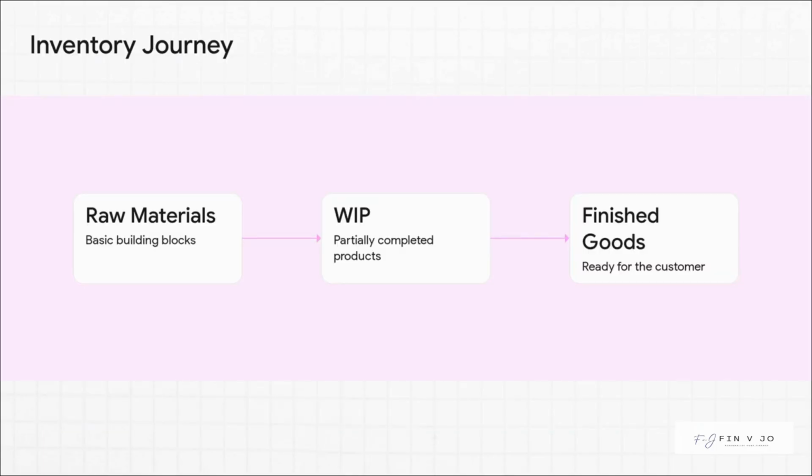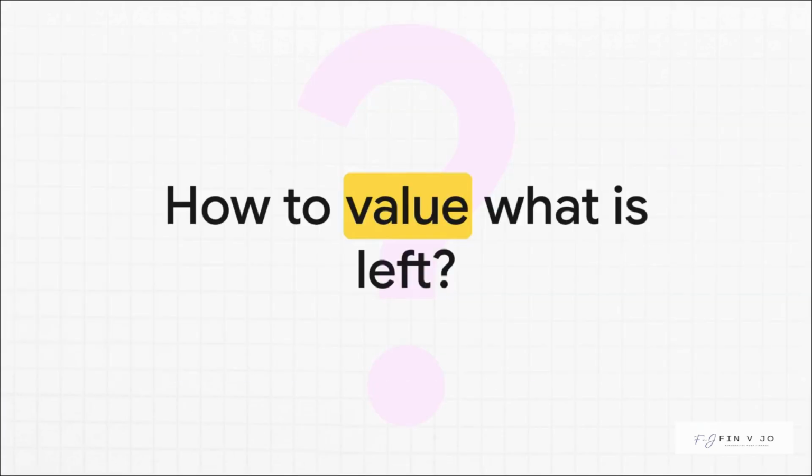To really picture this, think about a manufacturing plant. Inventory travels chronologically. Step 1, you have raw materials, your basic building blocks. Step 2, that turns into partially completed work in progress on the factory floor. And finally, step 3, the finished goods that are actually ready for the customer. Now, a retail store might skip straight to finished goods, but manufacturers, they've got to track all 3 of these stages. Which brings us to the biggest question you're going to face on your exam.